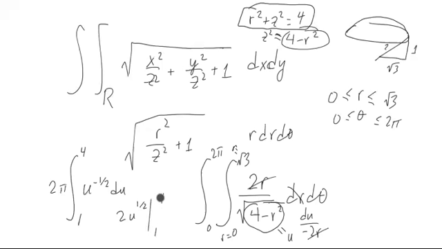From 1 to 4: stick in 4, we get a 4 out of that. Stick in 1, you get a 2 out of that. Take the difference, you get 2. So this integral is just 2 multiplied by the 2 pi, which gives you 4 pi. So we've just computed that the surface area of the top cap of the sphere is 4 pi.